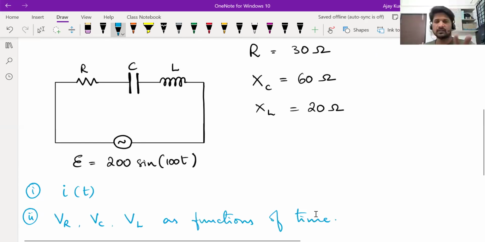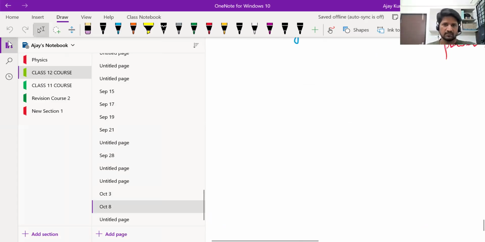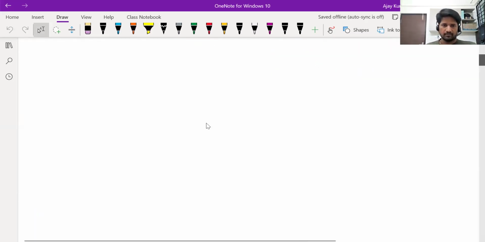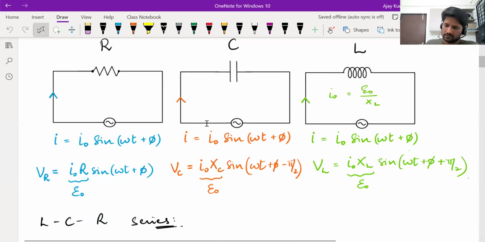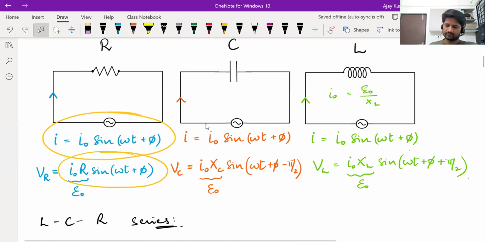Okay, let's quickly recollect how to do this. We had discussed this in the beginning of the last class. If you know the current equation, suppose current through the resistor is given by this equation, then its voltage can be written like this. Peak value of voltage will be I naught into R, and the resistor keeps the current and voltage in the same phase. So whatever phase the current function has, the same phase you will copy.